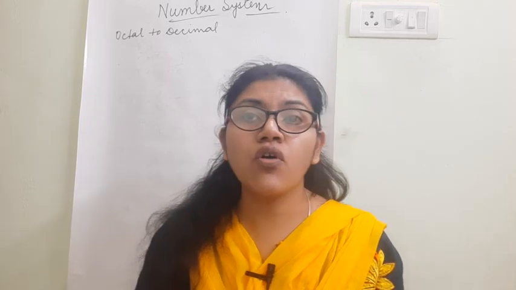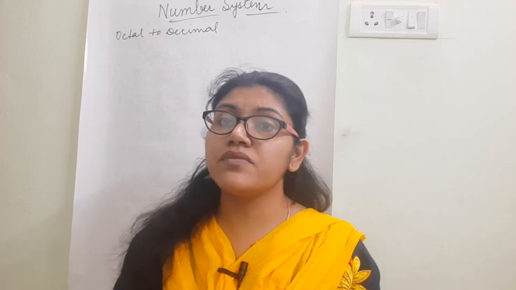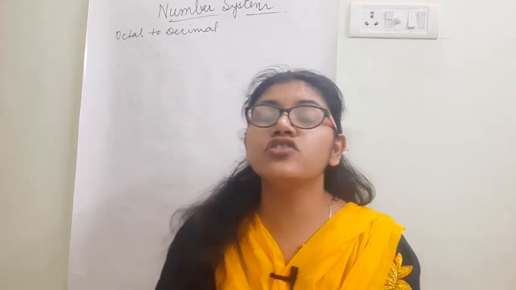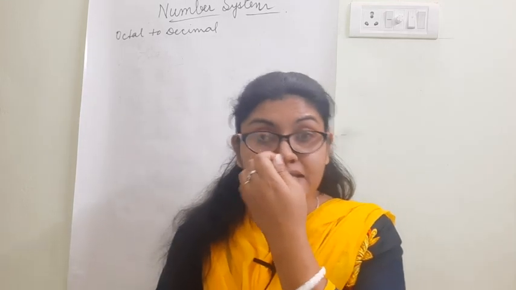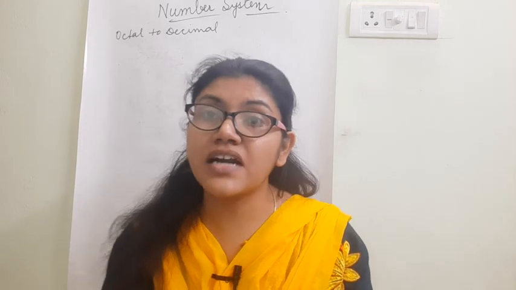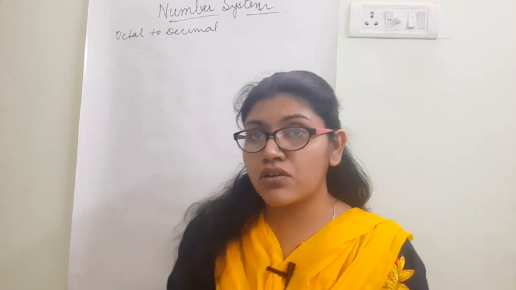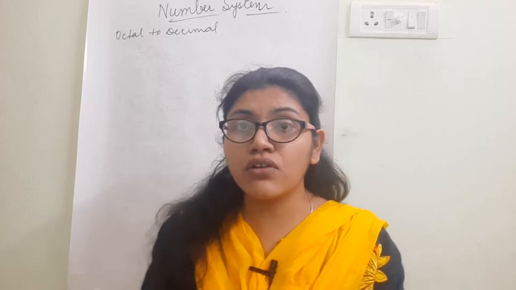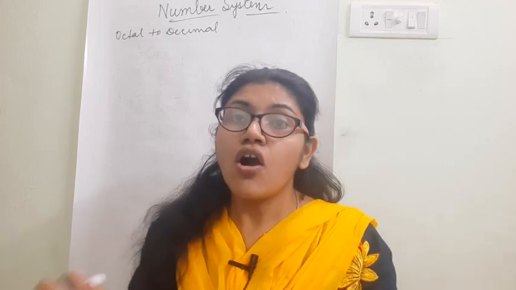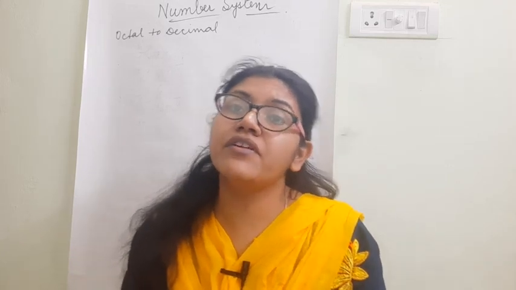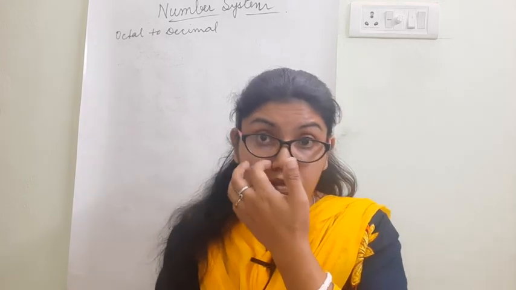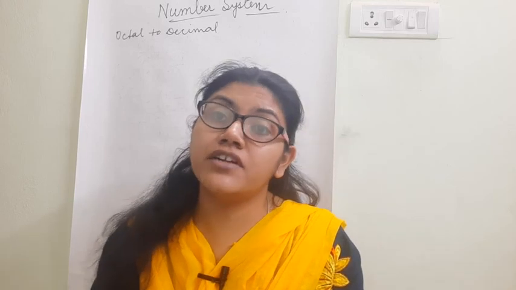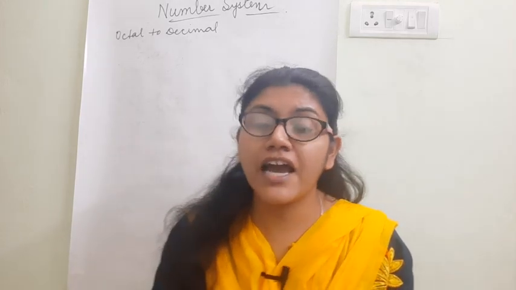I have explained octal. Octal number system means 8 digits, starting from 0 to 7, and the base is 8 because it is octal. In that we calculate, and I have explained how to calculate from octal to decimal. Octal to decimal we multiply by 8, and decimal to octal we divide by 8. Okay, I explained this.